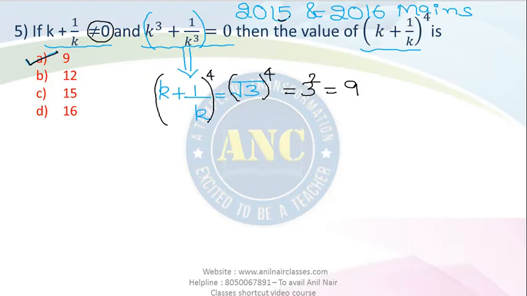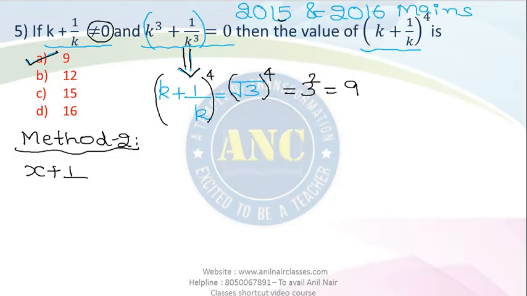This is your 2015 and 16 mains examination original question. Now you might think, sir, if I don't realize that k cube plus 1 by k cube is 0, k plus 1 by k should be root 3, what else can I use? You can also solve it in the general method, but I don't suggest this method. Basically I want you to solve in the method that I just solved. But anyway, let me teach you the other method. There is no harm in teaching you, and no harm in learning from you also, right?